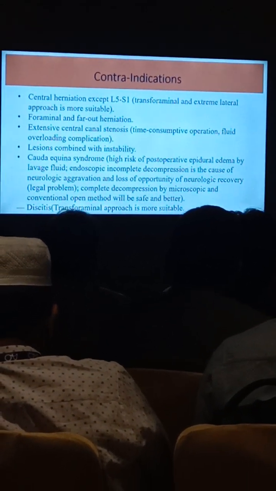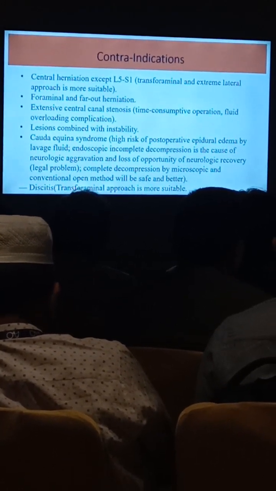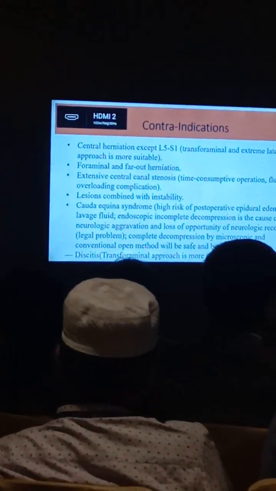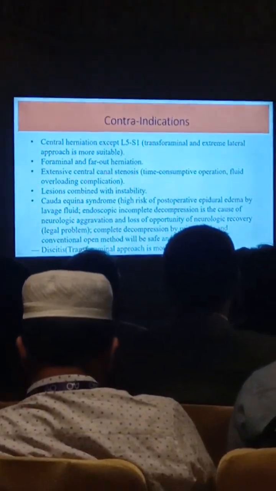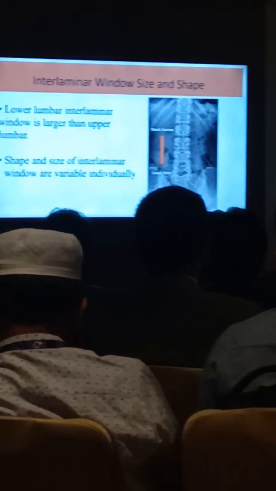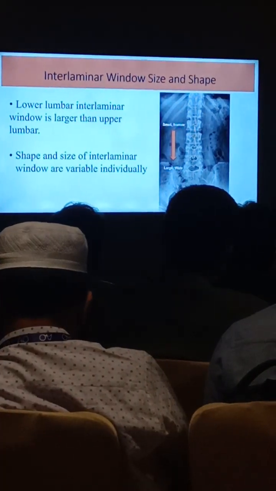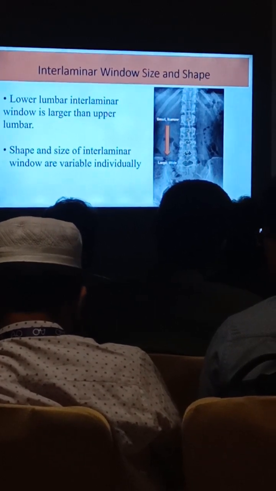Foraminal and far out herniation, again more suitable for the transforaminal technique. And extensive central canal stenosis, we need to use the stenosis scope which has a bigger channel. For cauda equina syndrome, although we have now started using endoscopy, it is still not very popular. And discitis, again, transforaminal approach is more suitable. So as you know, the transforaminal window increases, and that is what we utilize for the interlaminar approach.